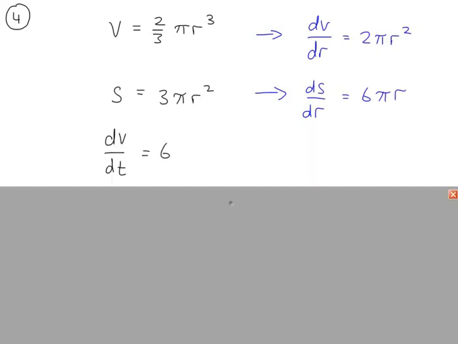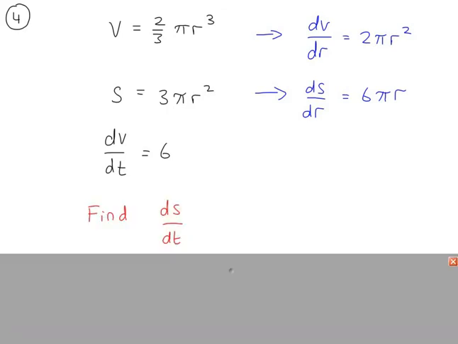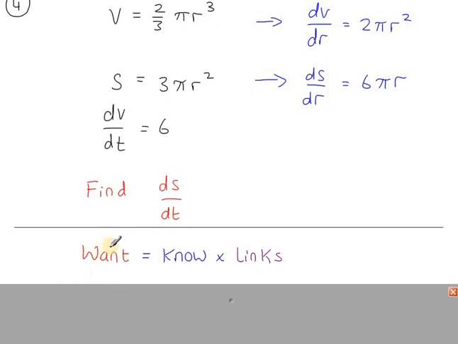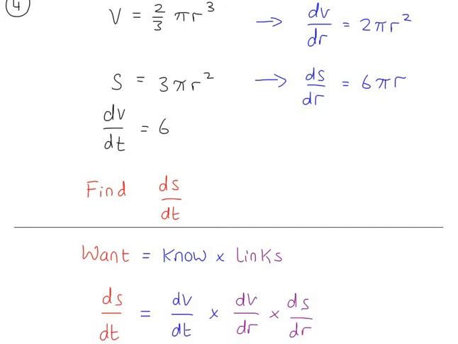dv by dt is given, and we have to work out ds by dt. So using the same relationship as before, now what we want is ds by dt, so that goes here. We already know dv by dt, that goes here. And the links, well, we can have any multiple of derivatives as we want. So we've got 1, 2, 3, 4 derivatives. So 2 will go here, and then we need another 2 here, like so.